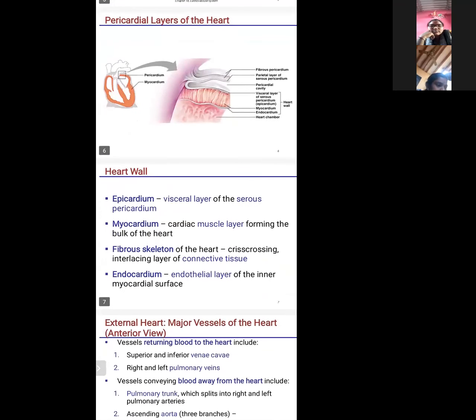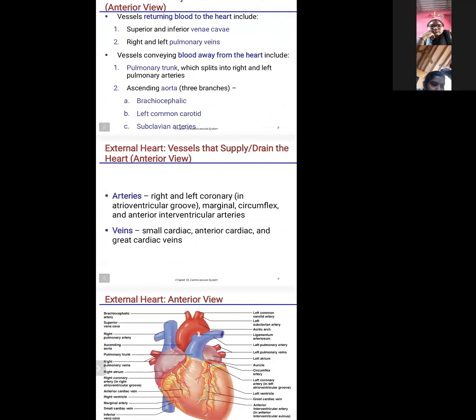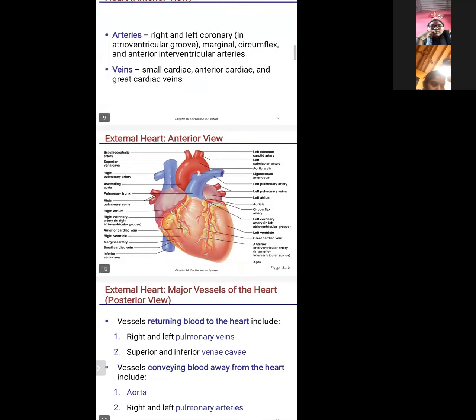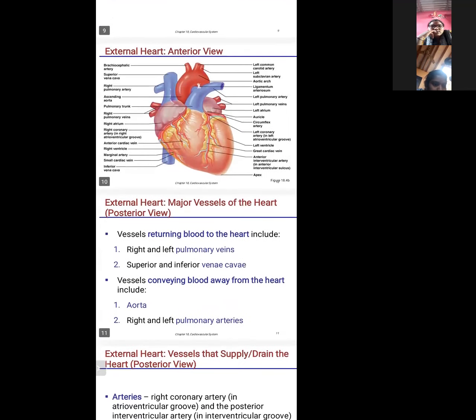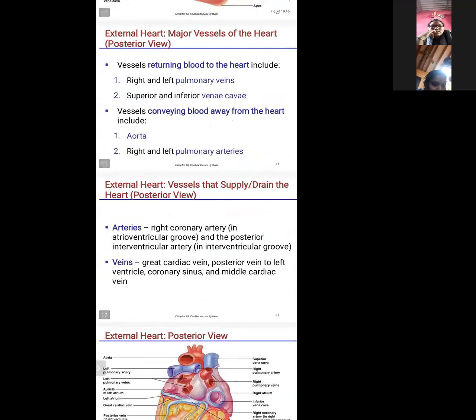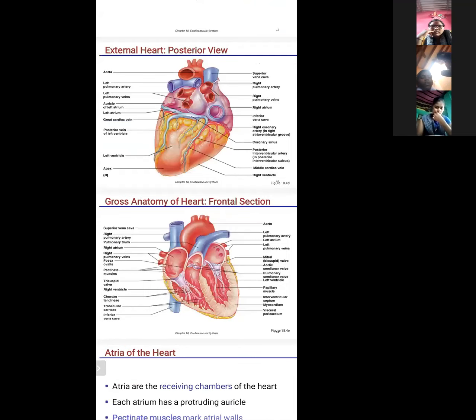So epicardium and myocardium we have discussed, and arteries. What are the arteries in the heart? What are the veins? We can discuss that, and the parts of the heart. So now you have to know where all these parts are. Superior vena cava, inferior vena cava, do you know where they are?